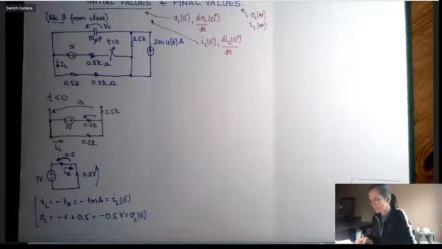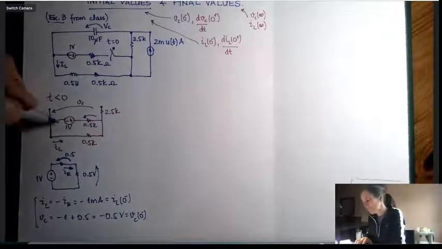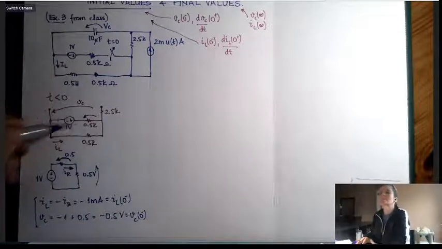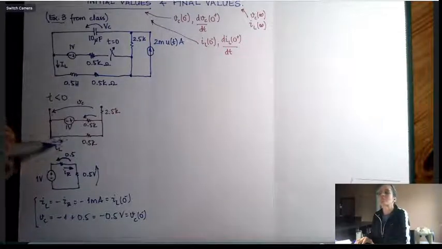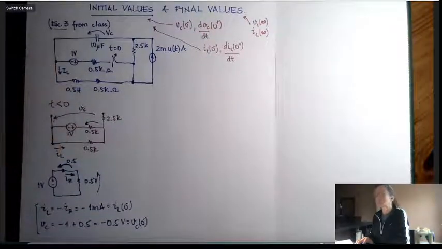I realize this is probably not the simplest way to solve it, but hopefully you can see the simplest way, just looking here and seeing that it's half, minus half, and minus 1 milliamp. In the next video I'll solve the t larger than 0.